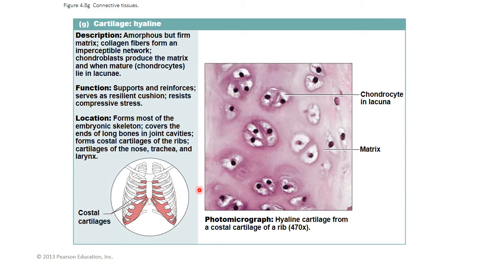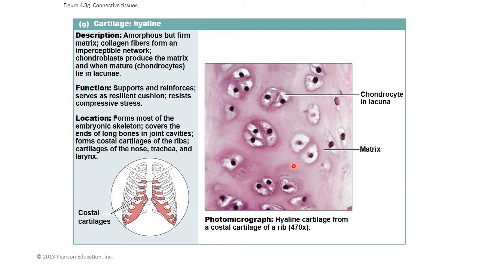First one, here's hyaline cartilage. This is the one that most of your body is made up of. You'll find it on the ends of your long bones. You're going to find it within your rib cage, where it's called costal cartilage. Remember when you were a fetus? Actually, you were a hyaline cartilage model, and then the hyaline cartilage turned into bone.